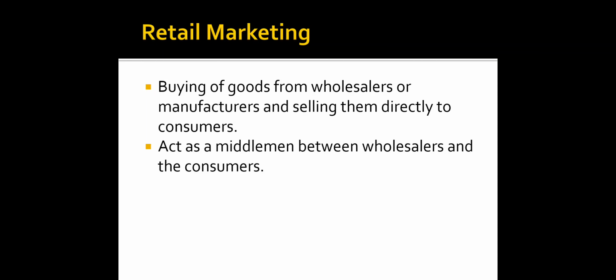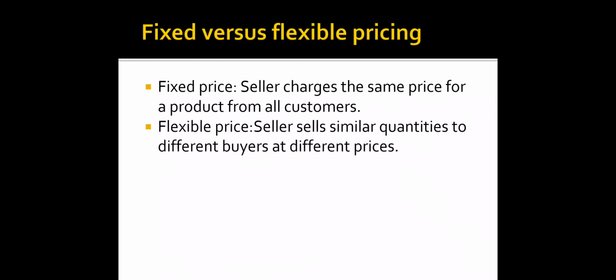Okay. Now there is one more thing that you should know, that is fixed pricing versus flexible pricing. The name itself tells you what they are. Fixed means that it cannot be changed. When the seller charges the same price for a product from all customers, that is fixed pricing. Then comes flexible pricing. When the seller charges different prices from different buyers, or sells the same quantities to different buyers at different prices, that is called flexible pricing.